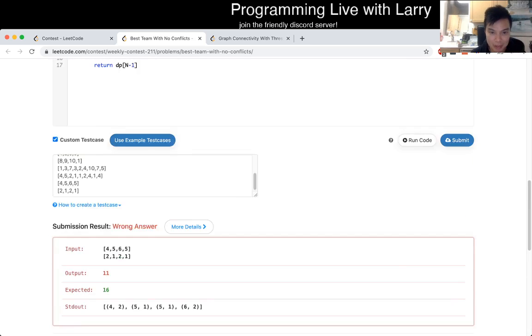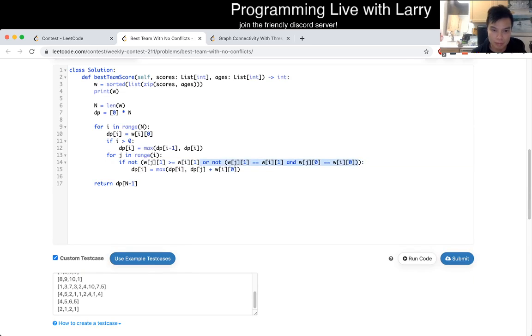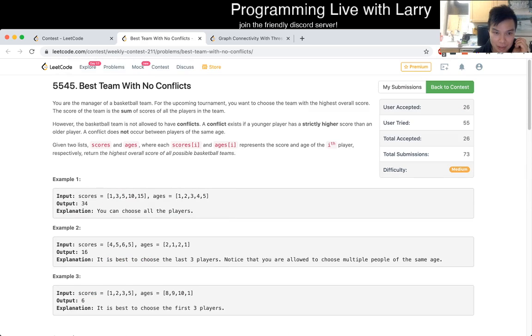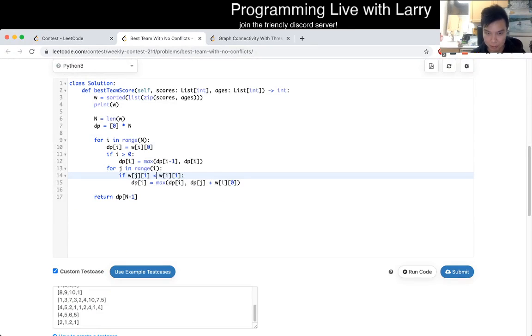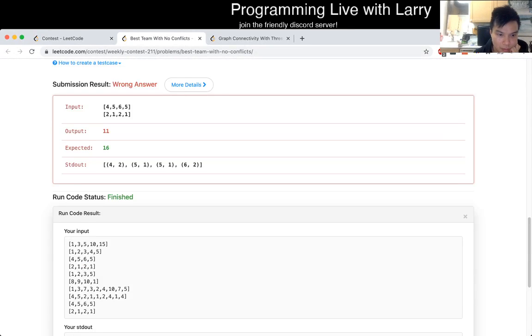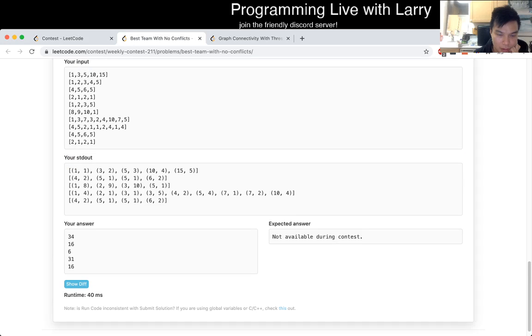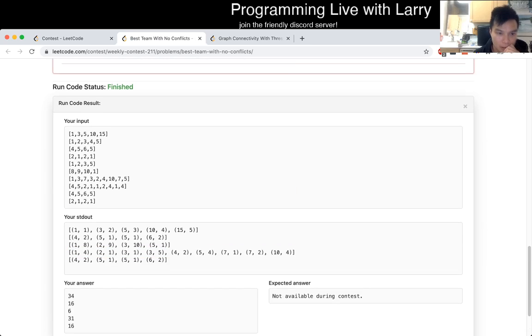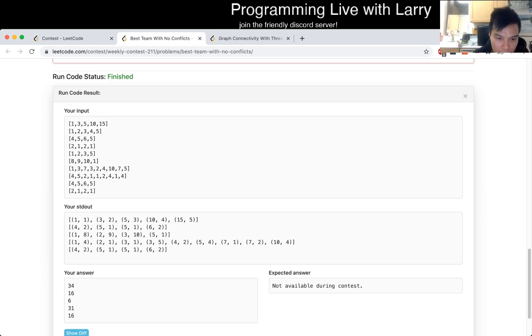I don't know anymore. If the score is strictly higher. No, this should be good, but then this gives me a wrong answer on this one. Right. Why is that? It's too hard to eyeball.